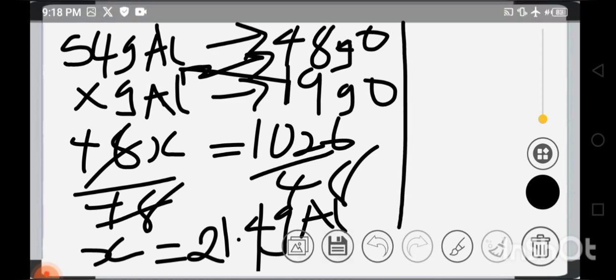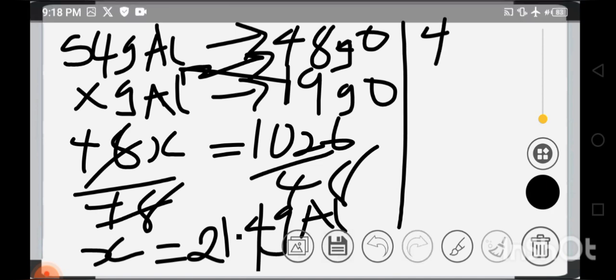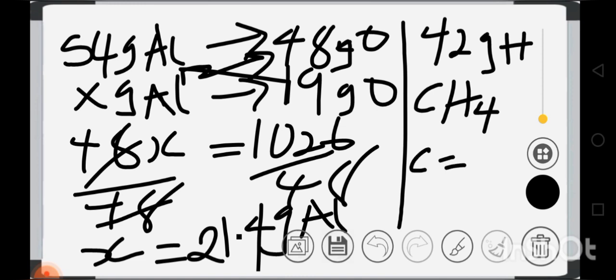Now, take this as a take home. If there are 42 grams of hydrogen present in a pure sample of methane, how many grams of carbon will be there? We are going to have 126 grams of carbon.